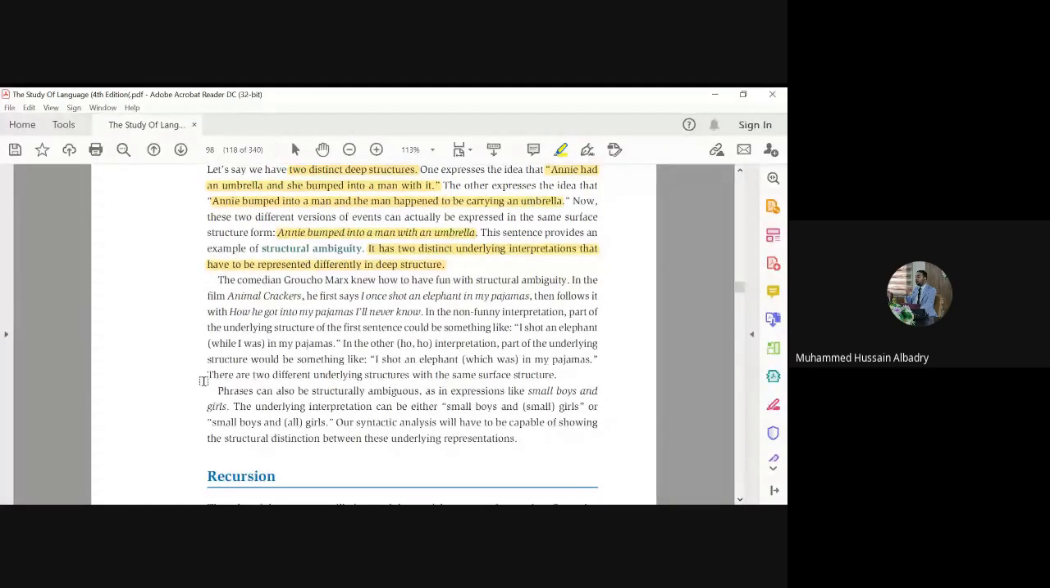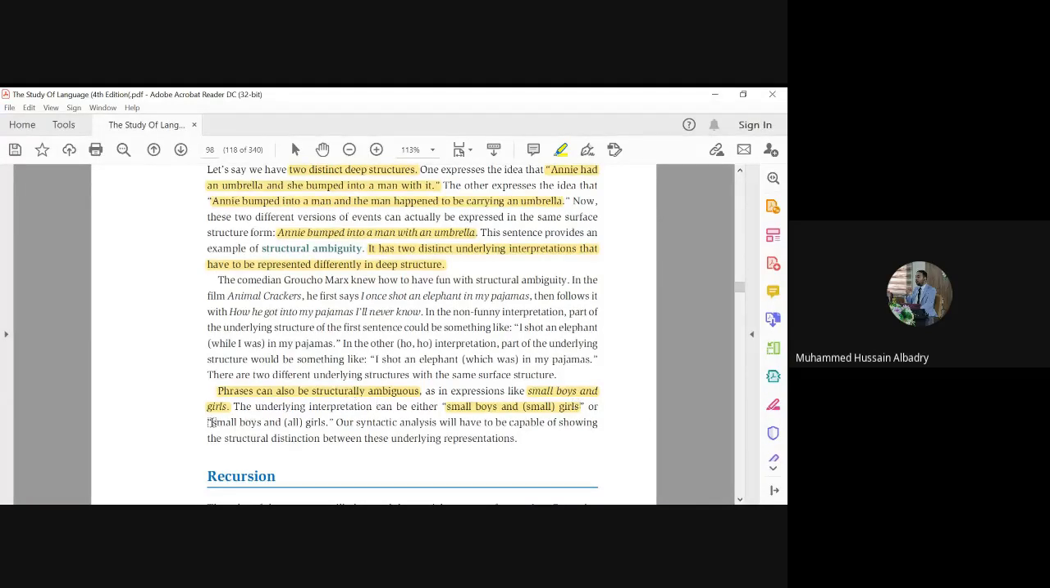Here we also have phrases. Phrases can be structurally ambiguous, not only sentences. For example, we say small boys and girls. This is ambiguous. This is the surface, and in your mind the interpretation may be small boys and small girls. When you say I want small boys and girls to come with me, maybe you mean small boys in your mind, this is deep structure, and small girls.